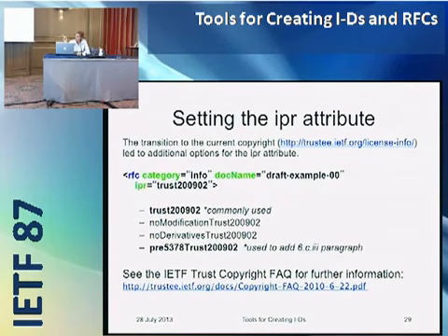The one that is also starred, used to add the 6C3 paragraph, has to do with if you're relying on RFCs that were published, older RFCs, then you might want to look into this 6C3 paragraph. Again, the place to go is the ITF Trust Copyright FAQ.